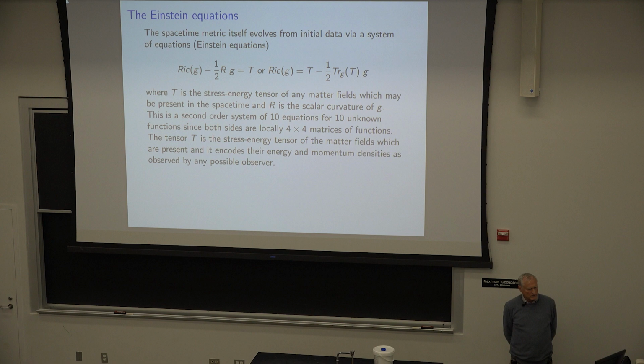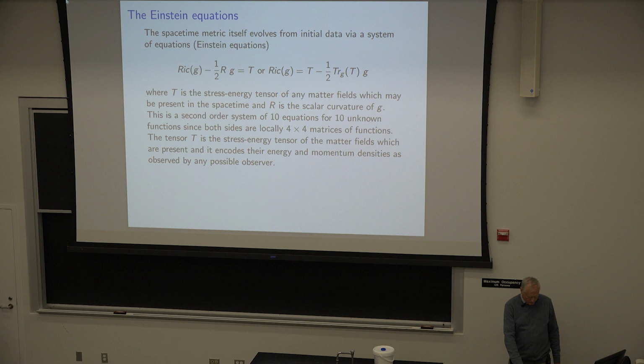But in general, there's a stress-energy tensor there, T, and what the stress-energy tensor encodes is the energy and momentum densities as observed by any possible observer. And so energy in relativity is sort of complicated because it depends on the observer. In other words, if you take two different observers moving through the same point with different world lines, then they will see different energies. The thing that's invariant is the energy momentum vector. And so energy and momentum go together in special relativity and also in general relativity, and that vector is also observer dependent.